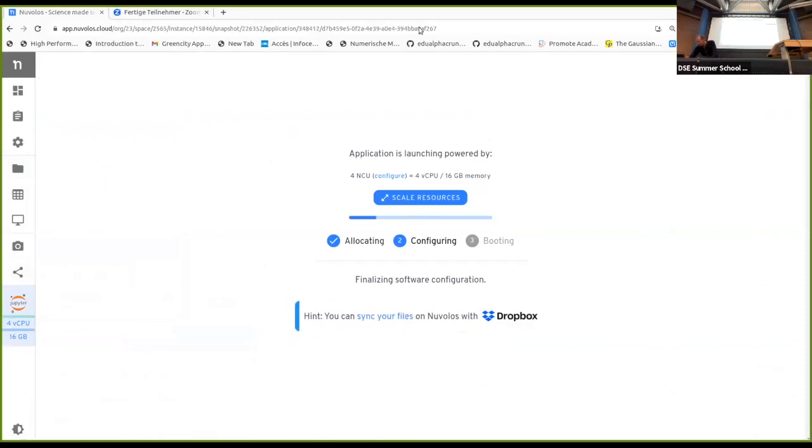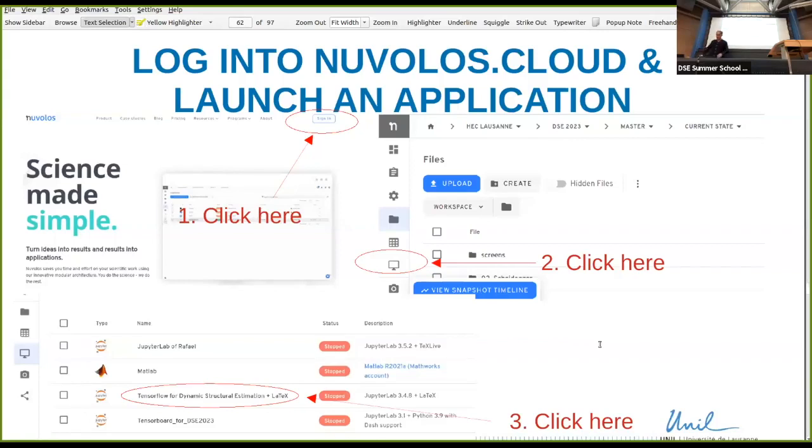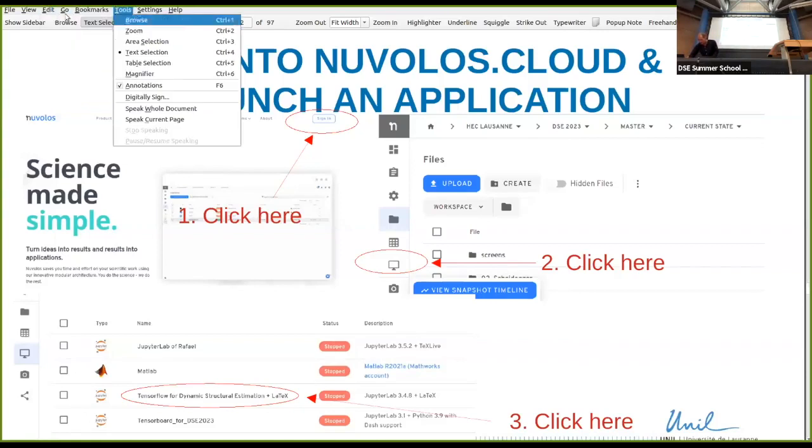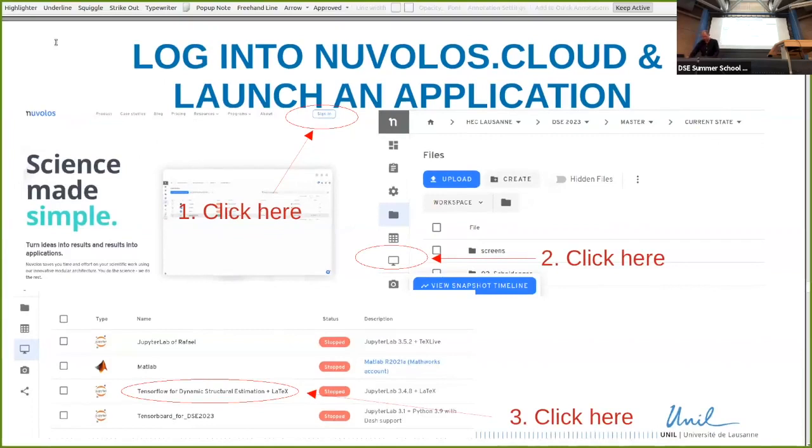Sorry, I need to change screen again. Okay. If you have questions, ask me in the break, or ask Alexandra or Pauline. They work with that tool.